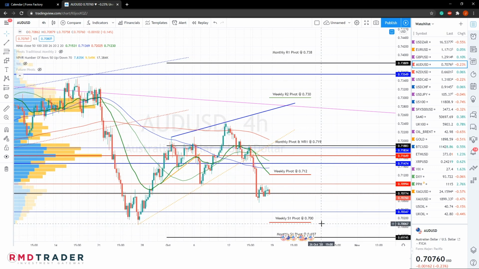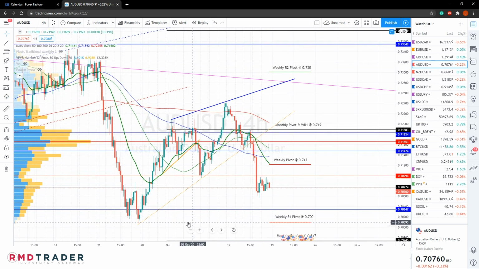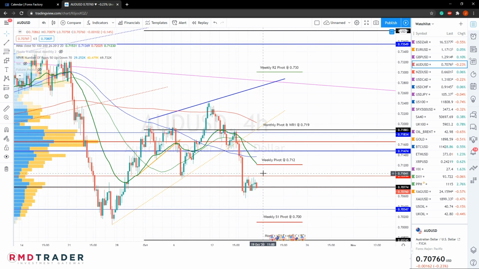Although I do think it's unlikely at this stage that we will make a new low below that, but of course anything can happen. Just looking at the opposite bullish scenario, if we do manage to get back above our weekly pivot and of course this 4-hour 100 SMA, the target could perhaps be a retest of our monthly pivot, which is also the weekly R1 at 0.719.